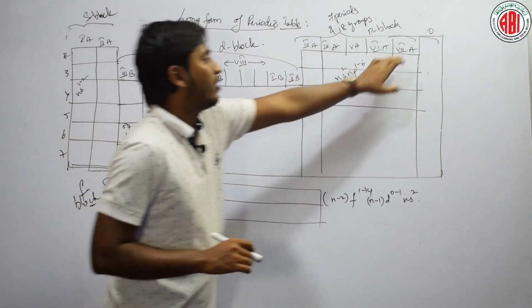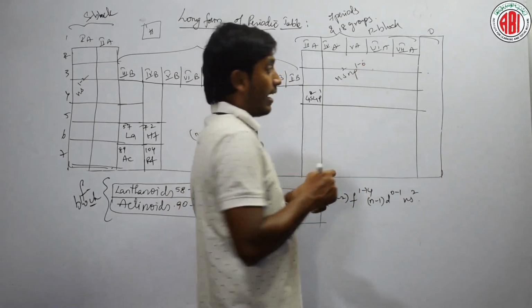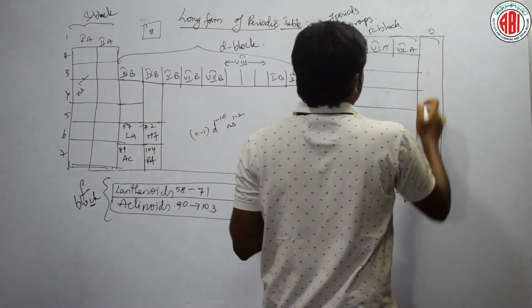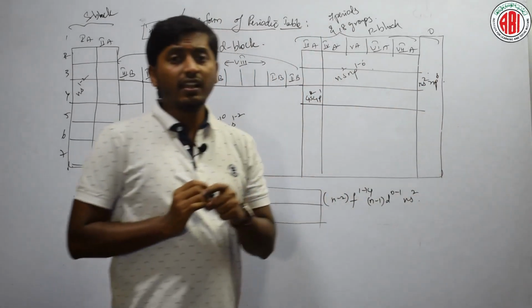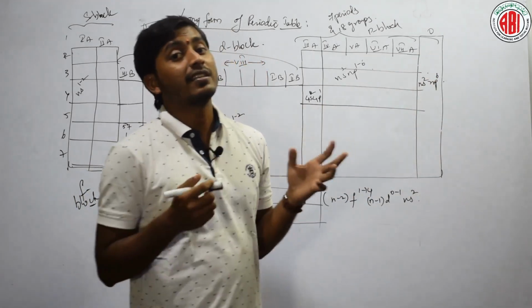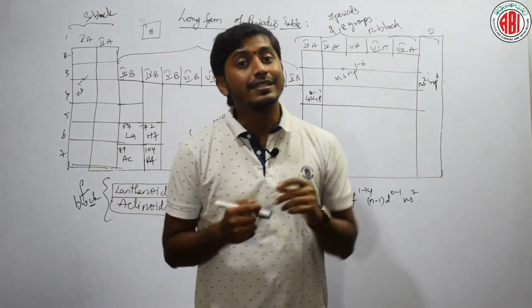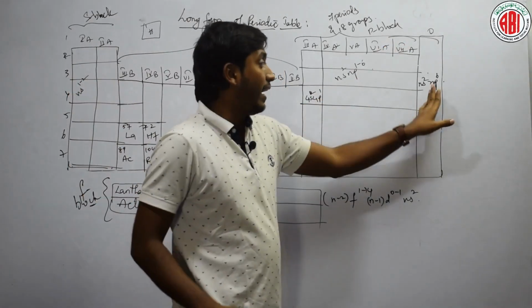Fine. Then what about this last group? It will always have np6, right? That is, the general electronic configuration of the zero group is ns2 np6. Clear? What is this last group? Right? That has a special significance, that is actually called the 0th group elements, and that is the last corner group, right? That is the 18th group.